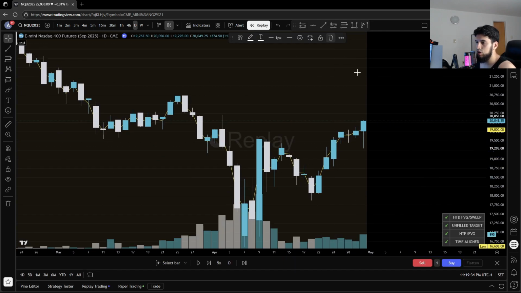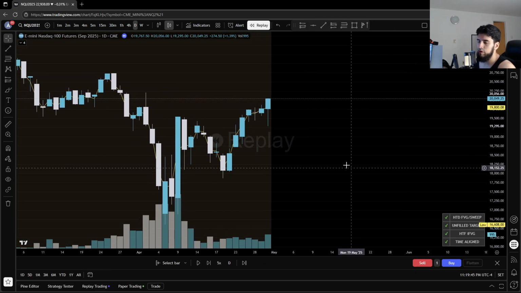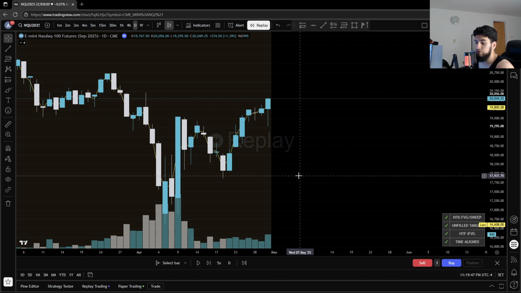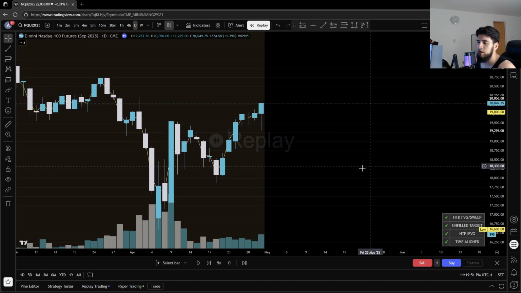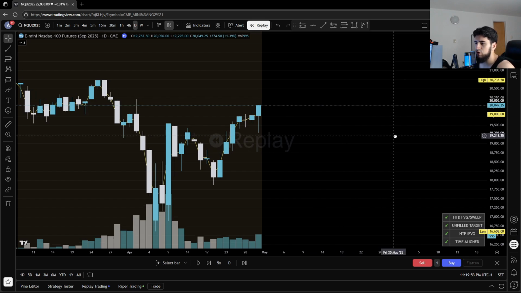So taking a quick look at this chart, where do you think we're going to be going? Just a quick overall visual. In my opinion, we're probably going to go up higher, right? Now you might ask yourself how and why do you think so, right?